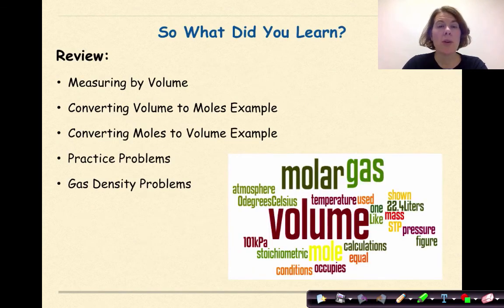So what did you learn? We talked about measuring by volume. We talked about converting volume to moles and did an example. We did another example converting moles to volume. We did some practice problems, and finally we talked about gas density problems.